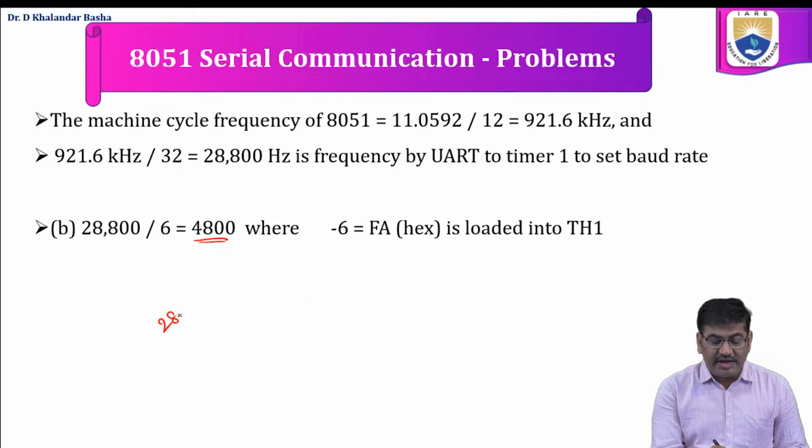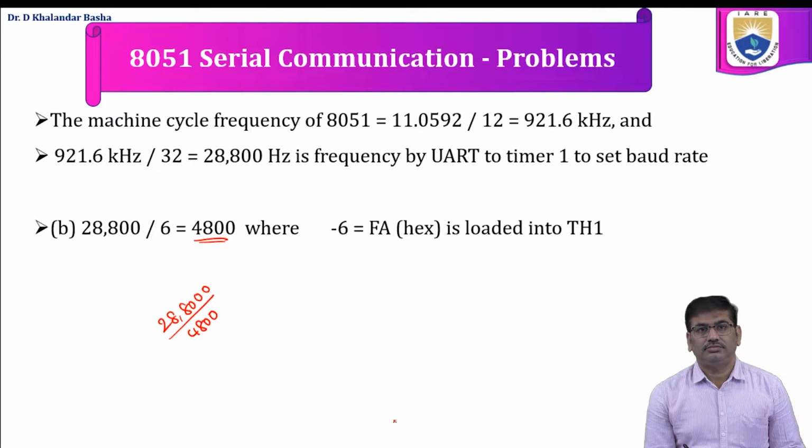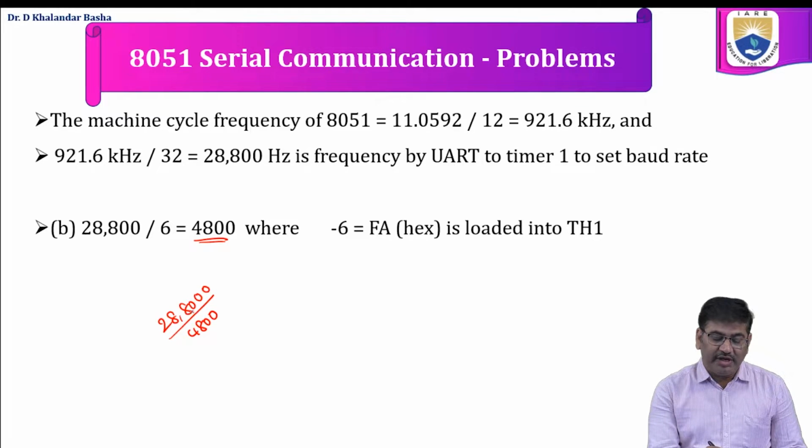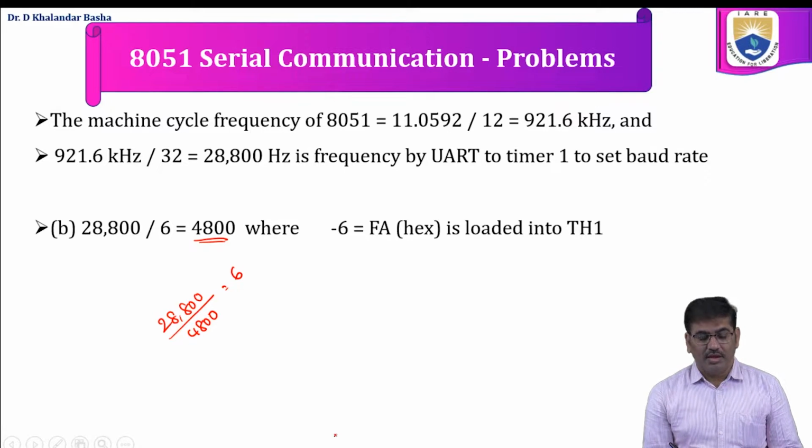So from this 28,800 hertz, we are requesting a baud rate of 4800. When you divide 28,800 by 4800, it is going to give 6. So now this 6 is the number of clock pulses which we require for generation of the overflow for TH1.